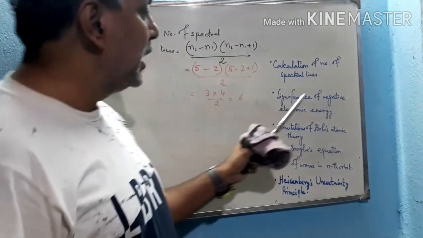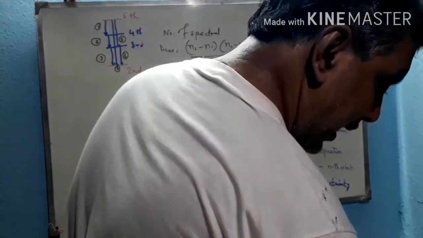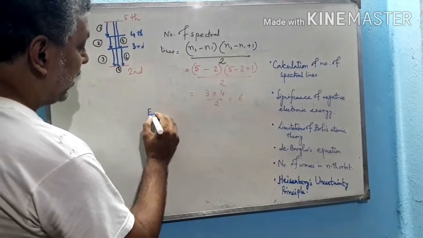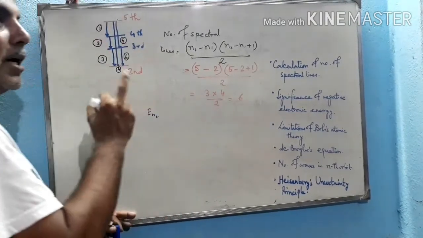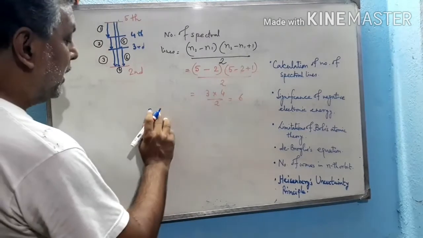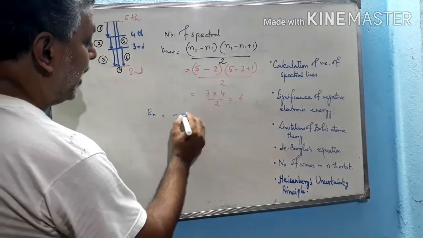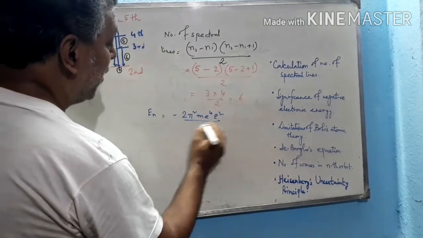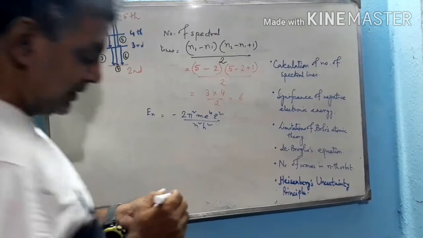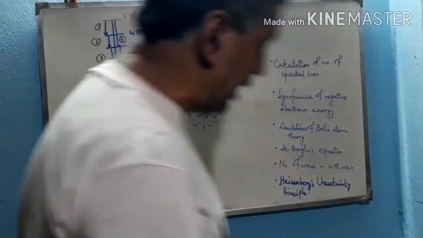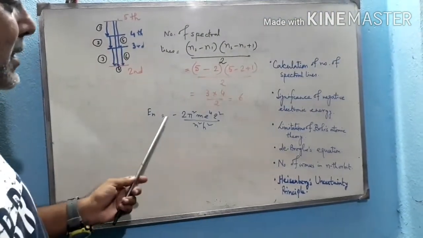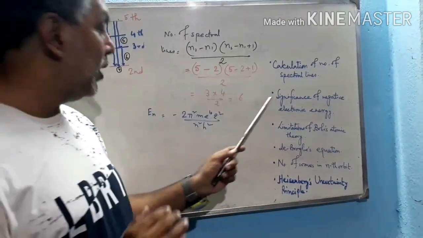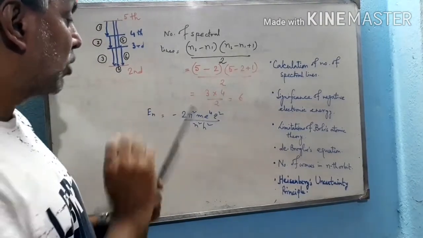Clear? Now, significance of the negative electronic energy. We have already discussed in our class 1, atomic structure, part 1, that the energy of the nth orbit equals minus 2 pi square m e4 Z square by n square h square. Here the energy has a negative sign. What does it imply? What is the significance of the negative electronic energy?